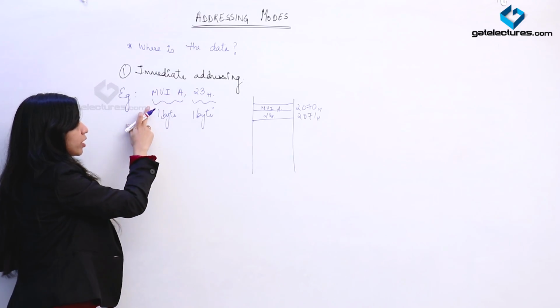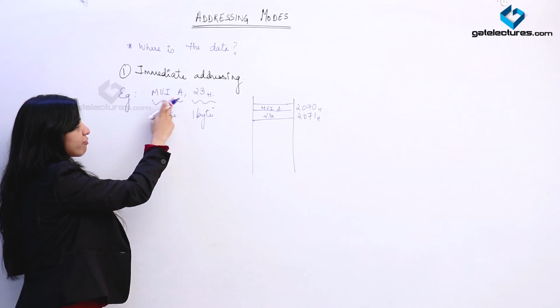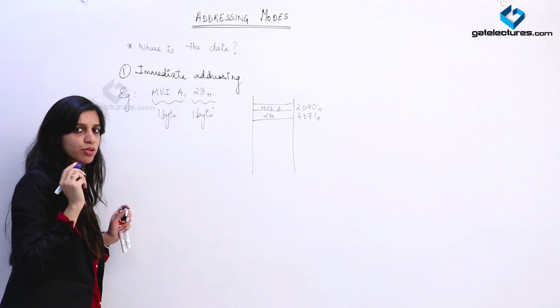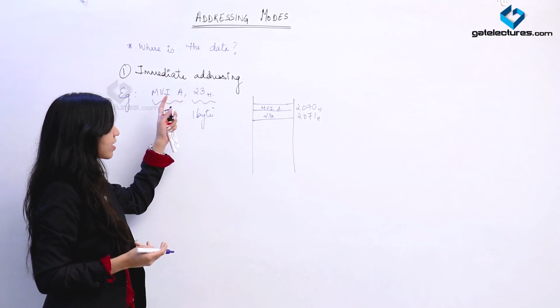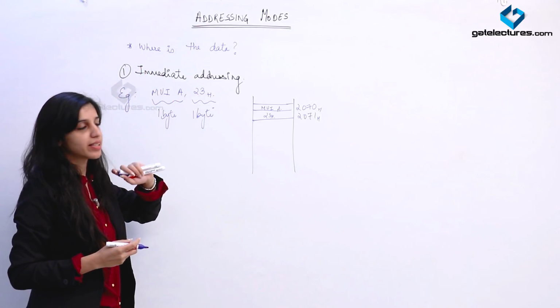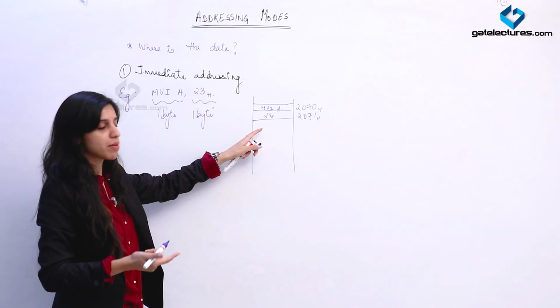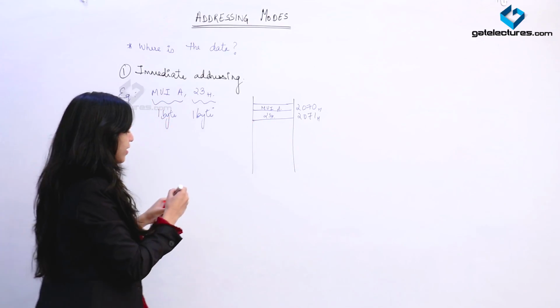When you decode this opcode MVI A, the microprocessor knows that some data has to be loaded into the accumulator, into register A. Then the microprocessor asks, where is the data? So in immediate addressing, the data is located in the immediate next location, which is 2071. So here is the data.